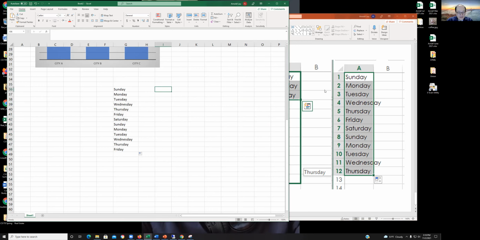Okay, let's see what happens if I do some numbers. Here it became a plus sign, then I drag it down and you can see it just extends it out, right? It figures out what series you're probably trying to do, okay?